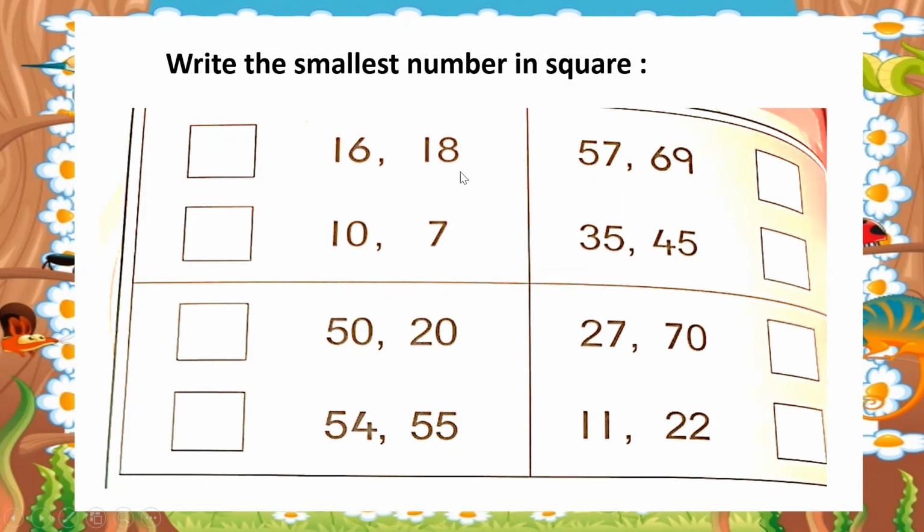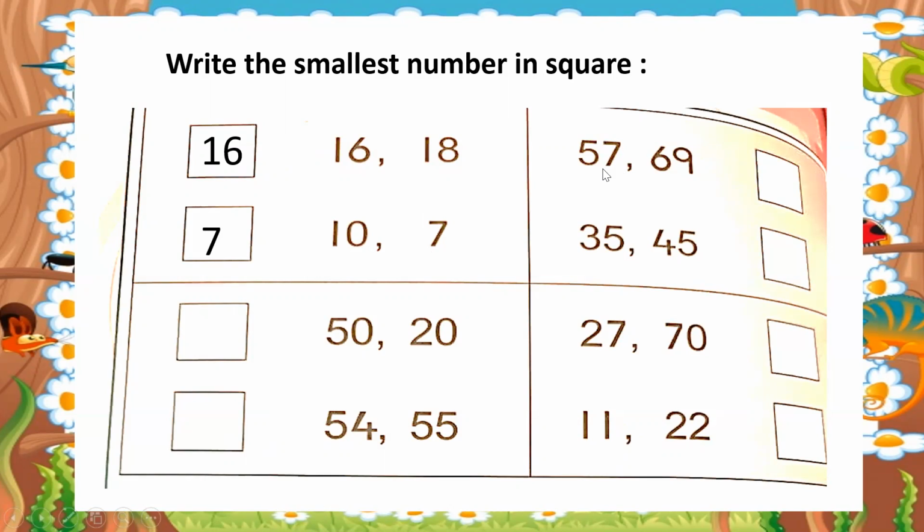Now look, 16 and 18. When you are counting, does 16 come first or 18? Yes, 16 comes first. So here the number 16 is the smallest one. We would write 16 in the corner. Now look here, 10 and 7. When you are counting, suppose you count after 7: 7, 8, 9, 10. See, in counting, the number 7 comes first, while the number 10 comes after. So here 10 is the big one, while 7 is small. So we will write 7 in the square.